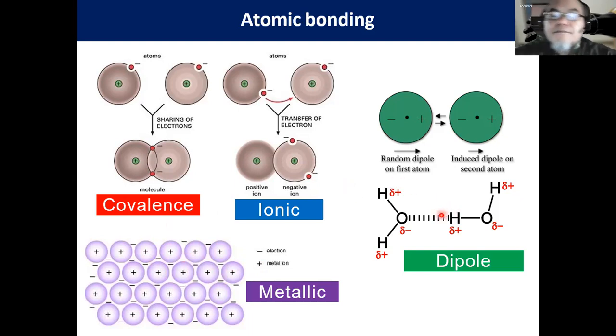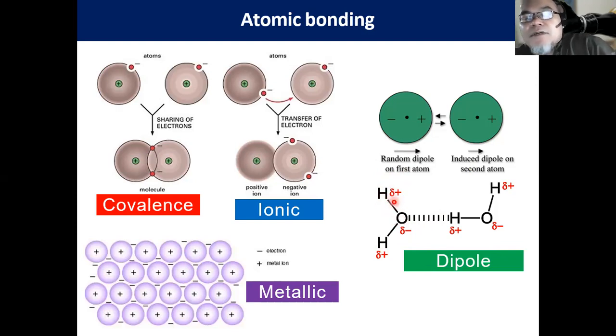This is what happens with metallic bonding. Then with dipole moment, this is a kind of intermolecular binding. For example, it occurs in water. One single molecule of water is actually already stable, and it has covalent bonding between the oxygen and two hydrogen atoms.